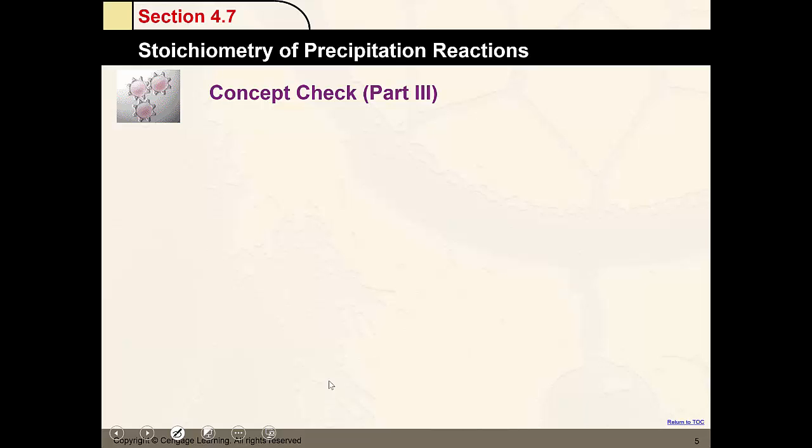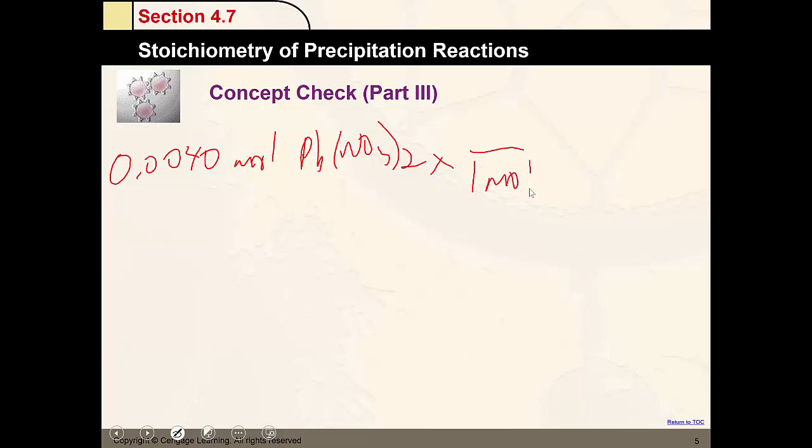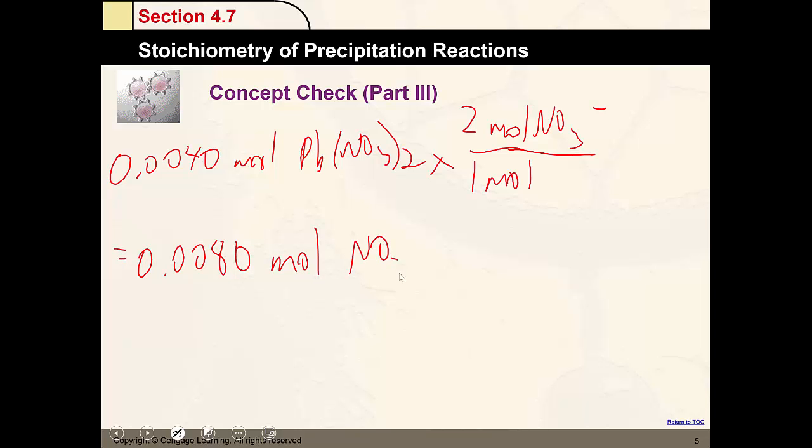So that means it's not used up during the course of the reaction. So that means we can use the amount of nitrate we started with to calculate this. So we know we started with 0.004 moles of lead nitrate, and we need to get the number of nitrate ions present. So in lead nitrate, for every 1 mole of that, there are 2 nitrate ions. So that means at the start and end of our reaction, we have 0.008 moles of nitrate ions.